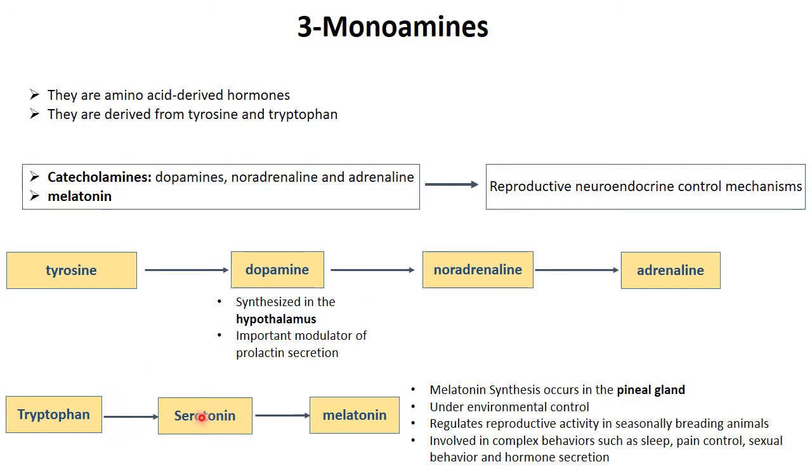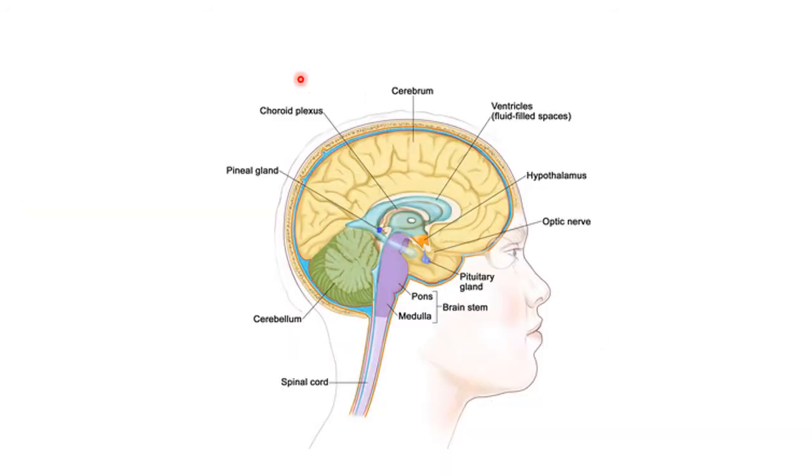Now, melatonin and serotonin are derived from tryptophan. Tryptophan, an amino acid, will be converted into serotonin, and then the serotonin will be converted into melatonin. The synthesis of melatonin occurs in the pineal gland. The pineal gland is a very small gland in the back of the brain. This is the pineal gland here, and here occurs the synthesis of melatonin, which is described as the sleep hormone in general.